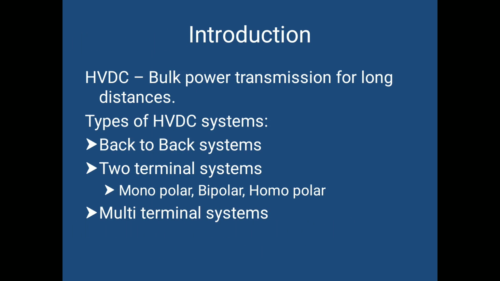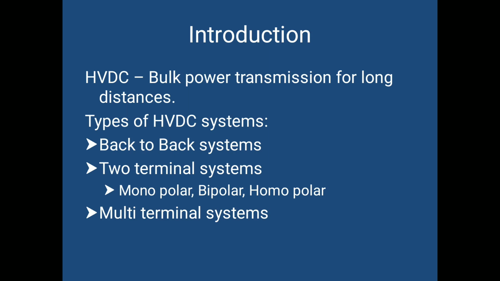So coming to the introduction part, what is HVDC? An HVDC link is used to transmit bulk power over long distances since there are reduced I squared R losses. So what are the types of HVDC systems? There are three types basically: back-to-back systems, two-terminal systems, and multi-terminal systems.